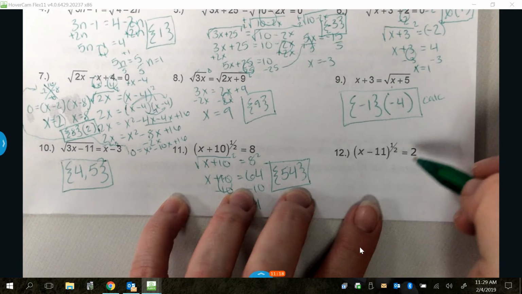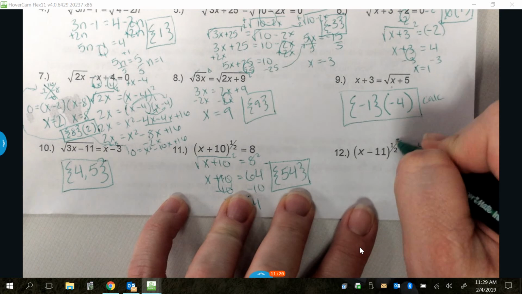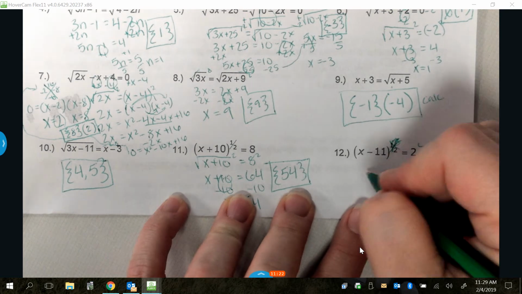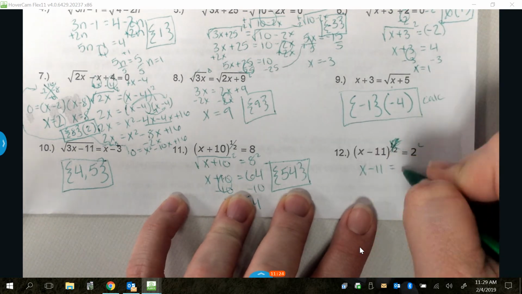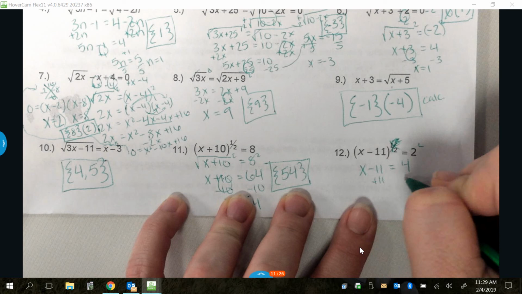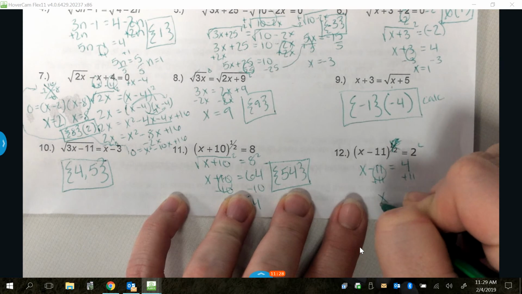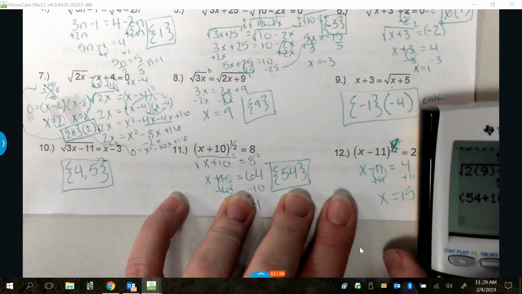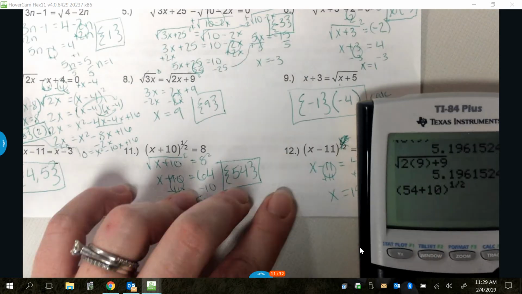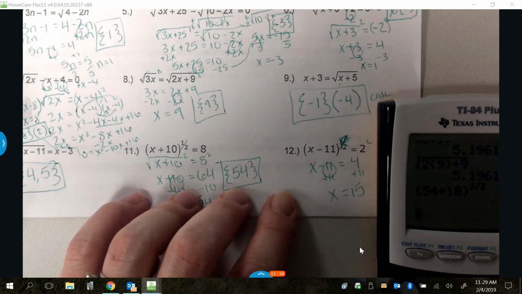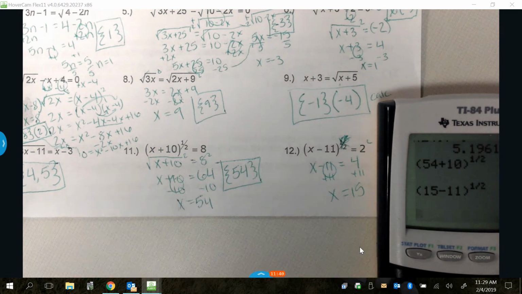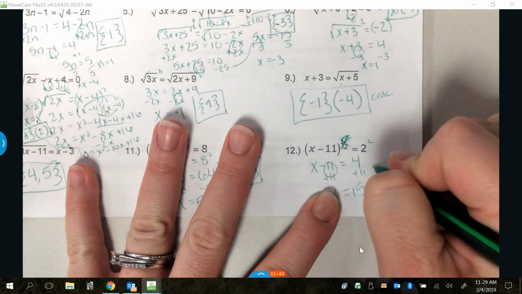Okay, let's look at this one. Again, just square both sides. That cancels, and I get x minus 11 equals 4, plus 11, plus 11, x equals 15. Plug it in. So (15 minus 11) to the 1/2 should equal 2, and it does. So that is a solution.